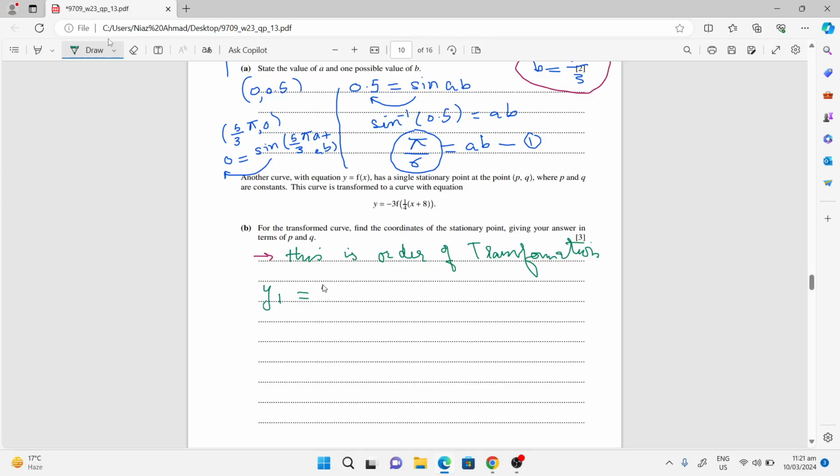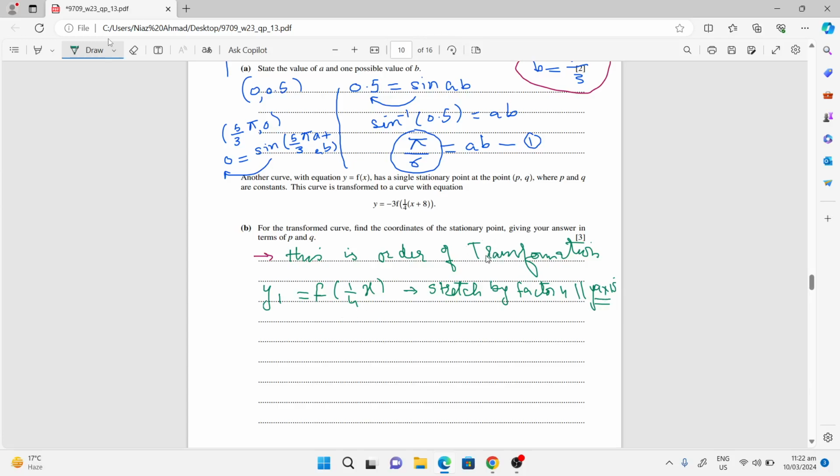y1 equals the function f of x, and that is 1 by 4 of x. If something has a scale factor of 1 by 4, it is actually the reciprocal. It is a stretch by factor 4. So you have to describe the type of the transformation. Just write it is a stretch by factor 4 parallel to the y-axis. So this is one.